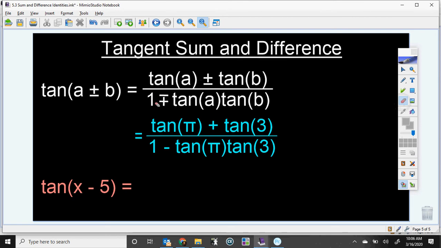So for example, if we have a plus sign over here, the top is going to be a plus sign, but the bottom is going to be a minus. Okay? So let's look at this first one. Well, the first one we're just going to work backwards. So we're going to say it's tangent of, well, here's my a, here's the sine, here's the b. So it's pi plus, because this is the sign that stays the same, and then 3.